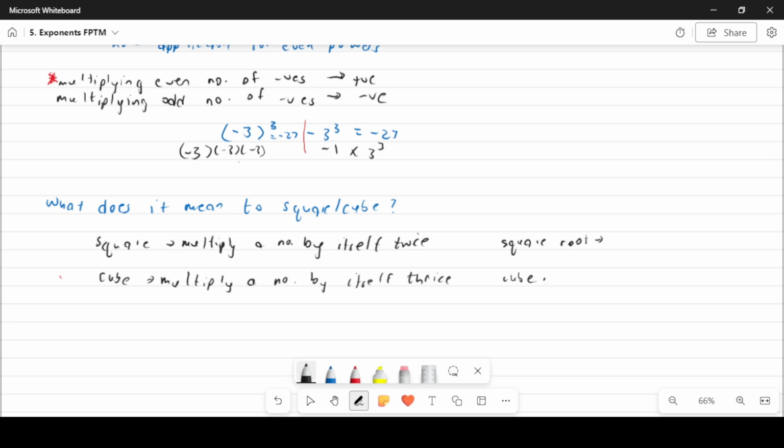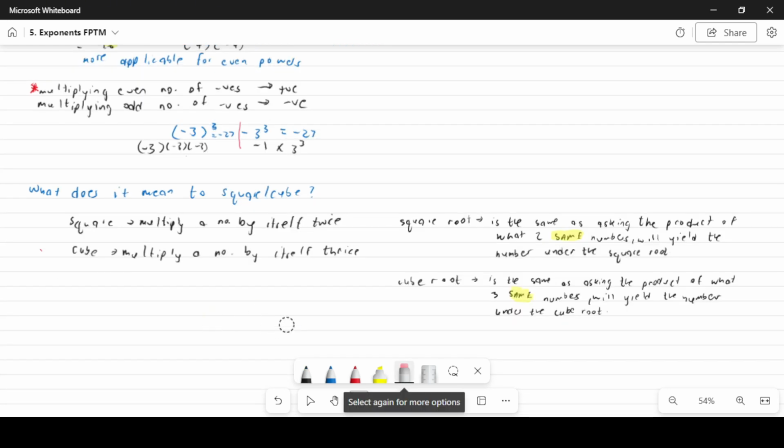And for the cube root, to cube means to multiply a number by itself thrice. So to cube root is the same as asking: the product of what three same numbers will yield the number under the cube root? I want you to write that down.